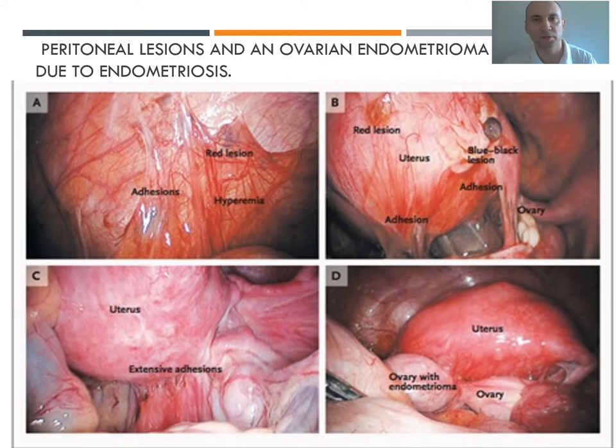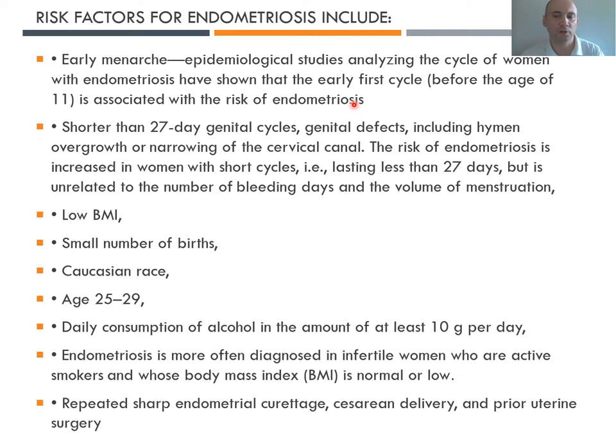endometriotic implants. Risk factors for endometriosis may include early menarche. Epidemiological studies analyzing the cycles of women with endometriosis have shown that an early first cycle, before the age of 11, is associated with the risk of endometriosis. Genital cycles shorter than 27 days, genital defects including hymen overgrowth or narrowing of the cervical channel. The risk of endometriosis is increased in women with short cycles, for example, less than 27 days.